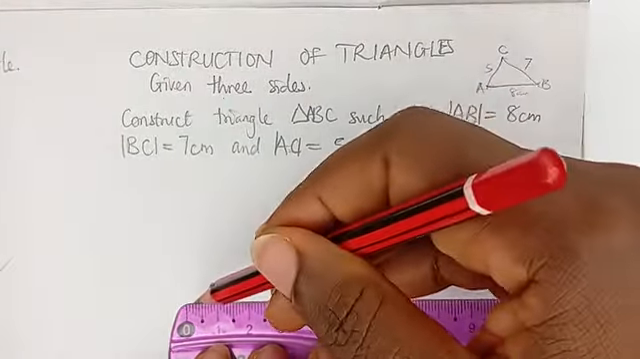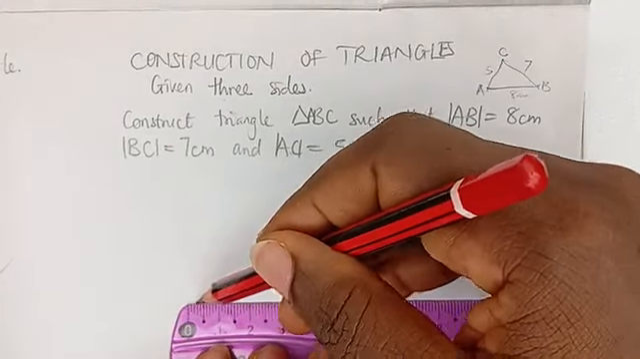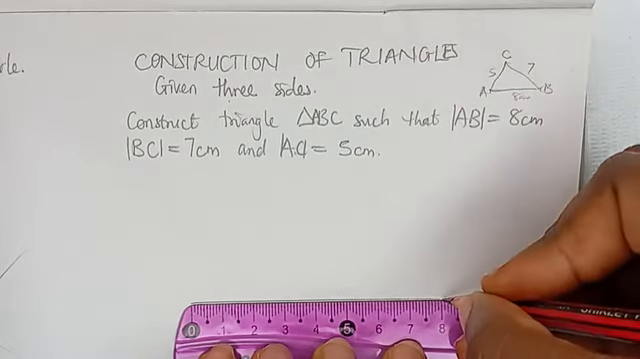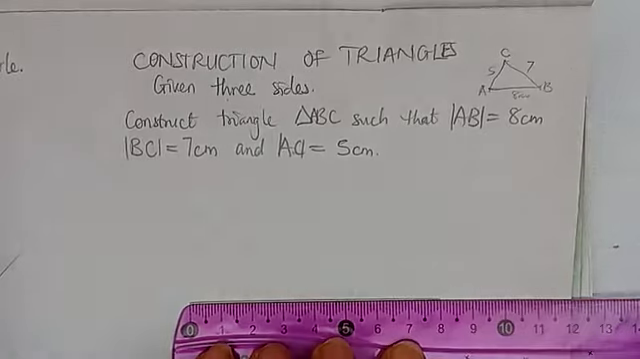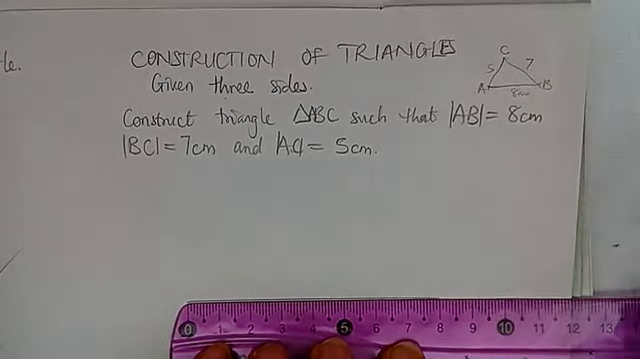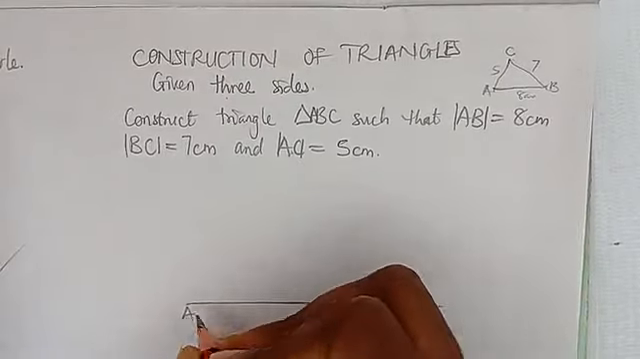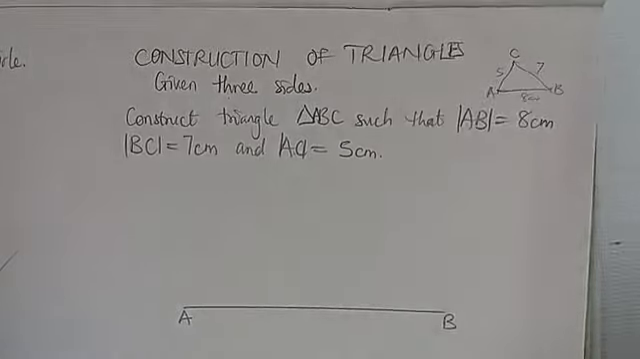We now have the horizontal line AB, which is 8 cm. Make sure it's exactly 8 cm. You can see that measured out, right? Okay. So once you have that, you name it A, B.